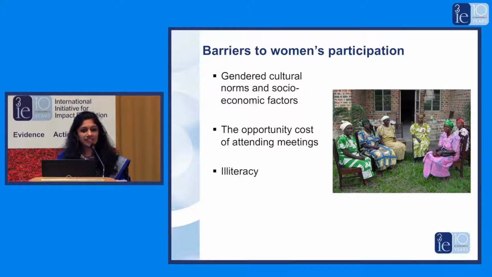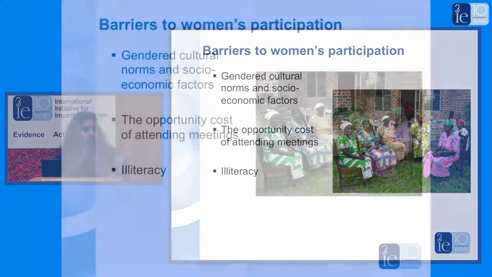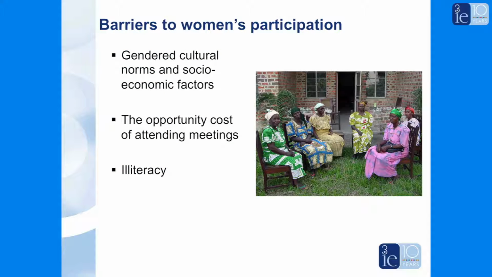So as expected, there are several gendered, cultural, and socio-economic factors affecting women. I don't need to explain that. This is something that everyone knows. There's the opportunity cost of attending meetings for women. There's illiteracy. And so there are numerous barriers to women's participation.